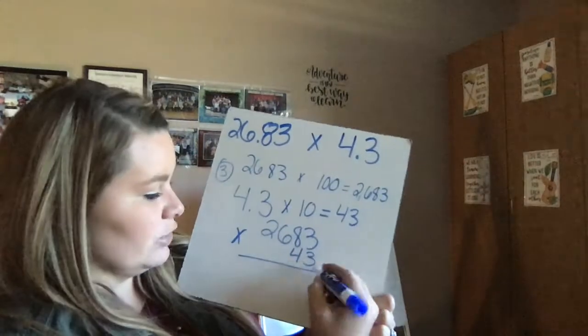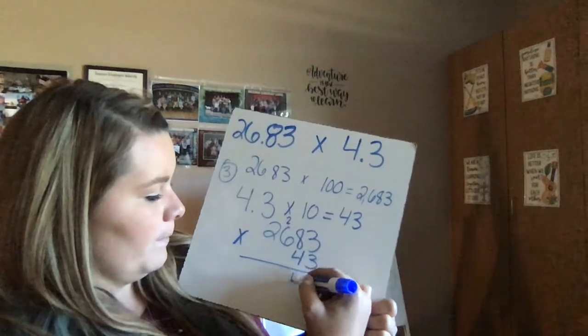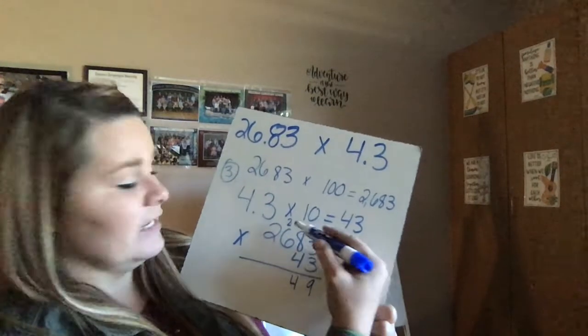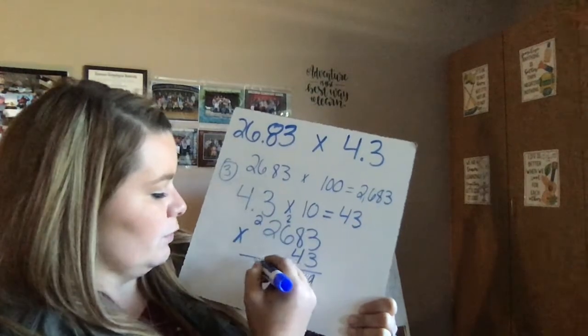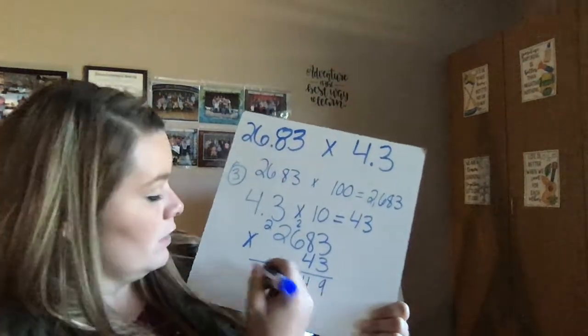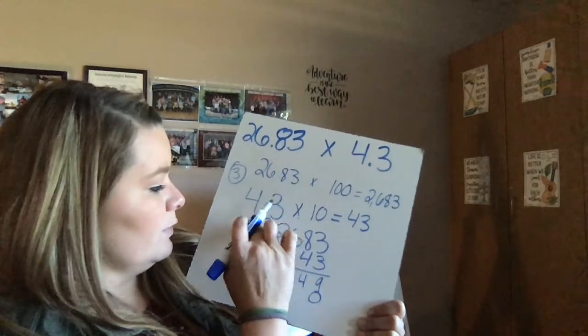So we're going to do 3 times 3 is 9. 3 times 8 is 24. 3 times 6 is 18, plus 2 makes 20. 3 times 2 is 6, plus 2 makes 8. Then we're going to add our 0 and do our next one. So we're going to erase the ones we carried over.